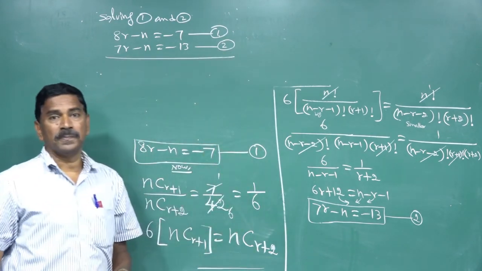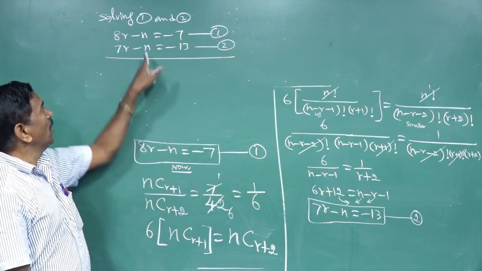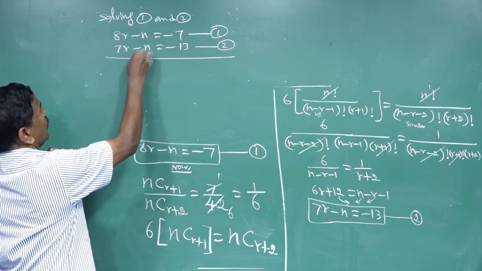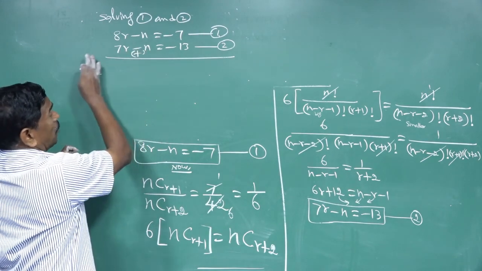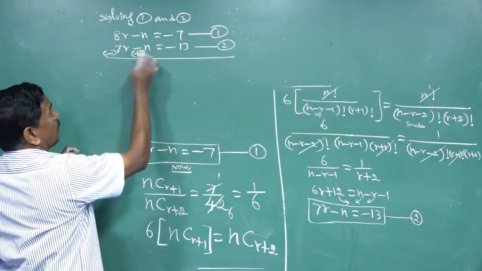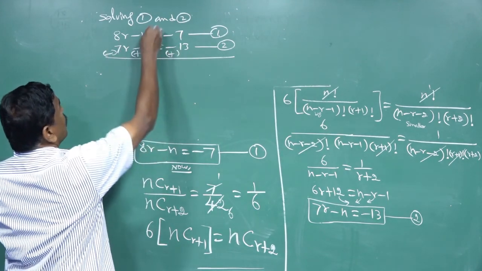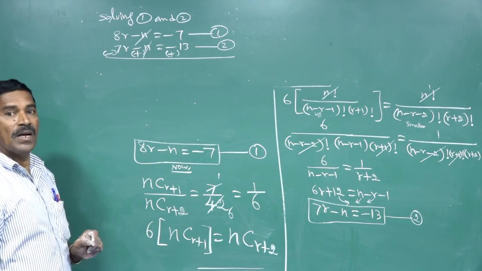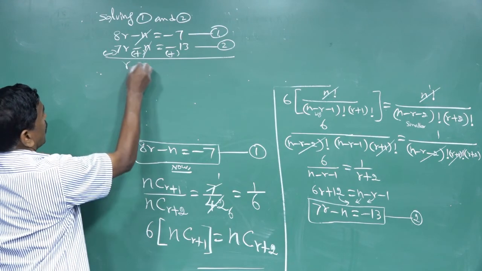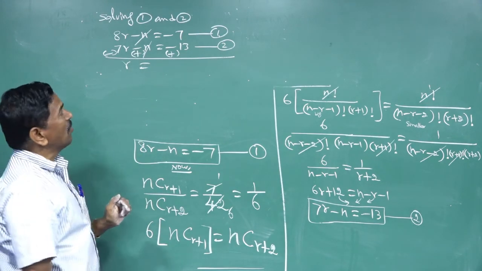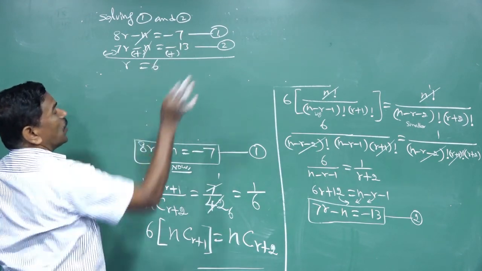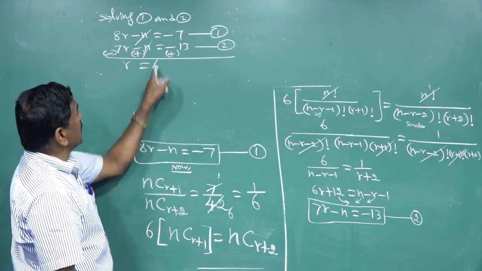Any idea? Yes. Here minus n, with its sign changed, is going to cancel, which means I want to change the sign of all the terms: plus opposite minus, minus opposite plus. Now minus n plus n cancel. What is your answer? 8r minus 7r is equal to r. r is equal to 13 minus 7, which is equal to 6. r equal to 6.